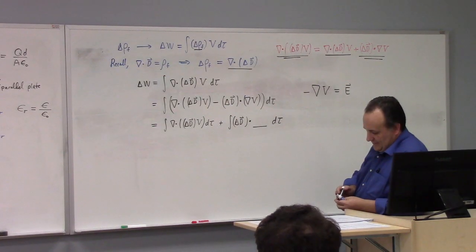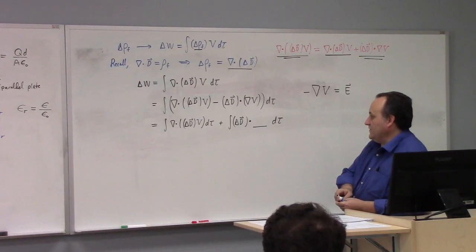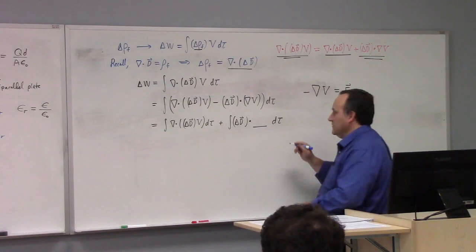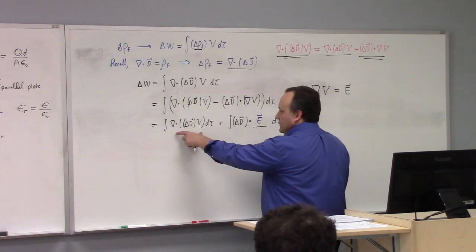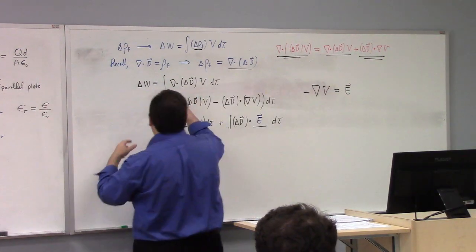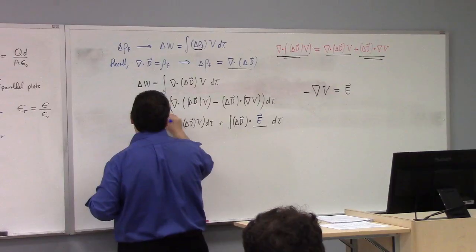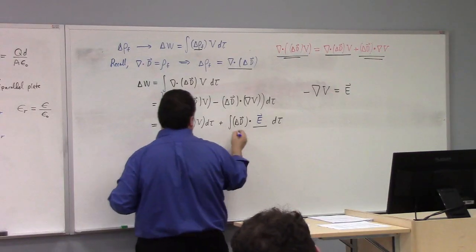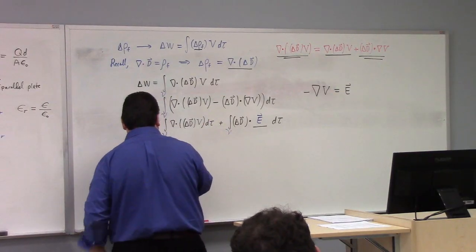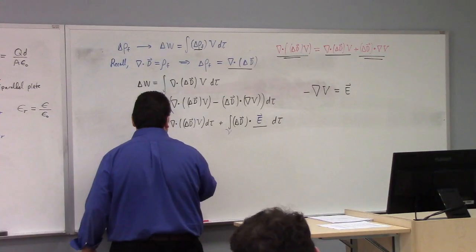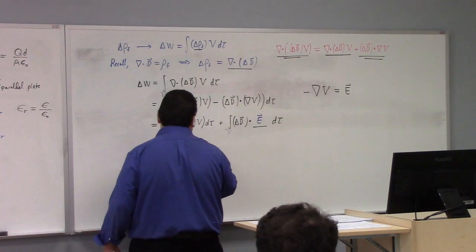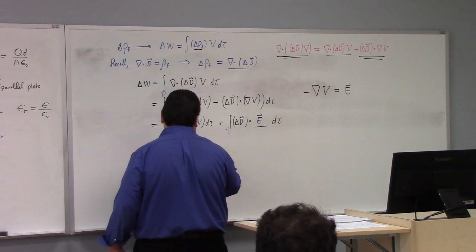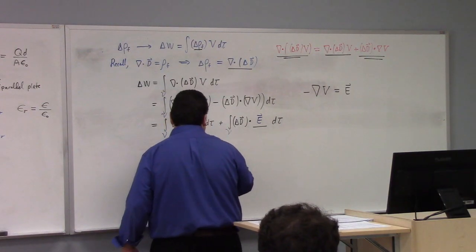Sorry. You guys know it, though. So this is actually the electric field, right? And then this we can do over some volume, then this, by the divergence theorem, is the integral over the boundary of the volume of V dot dA vector, right?